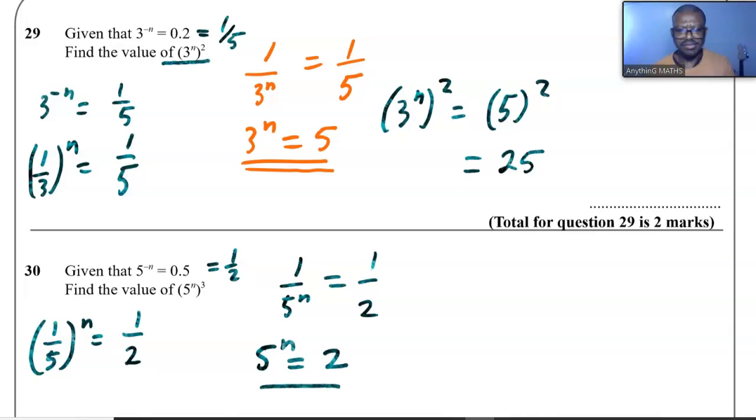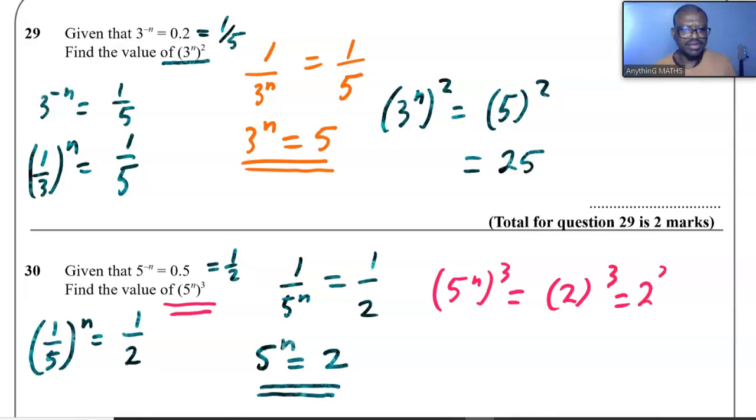And this is really important. So we know what 5 raised to the power n is. We've been asked to find the value of this. So we then do the substitution. 5 raised to the power n, all raised to the power 3. Instead of 5 raised to the power n, we put 2 there. And we cube it. It is the same as 2 raised to the power 3. And that will give us 8.